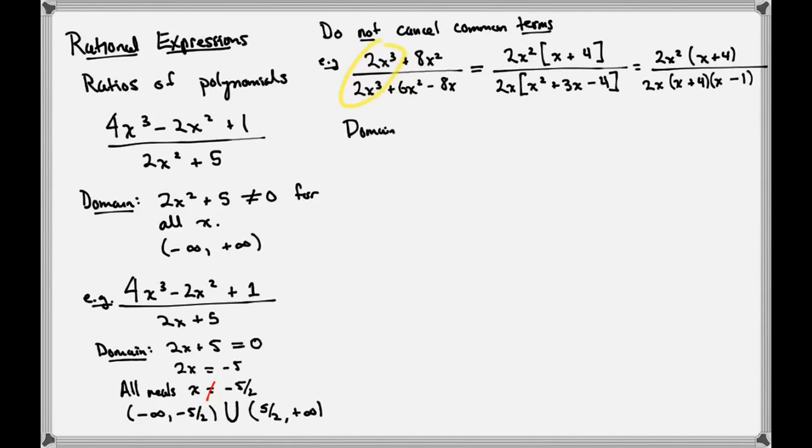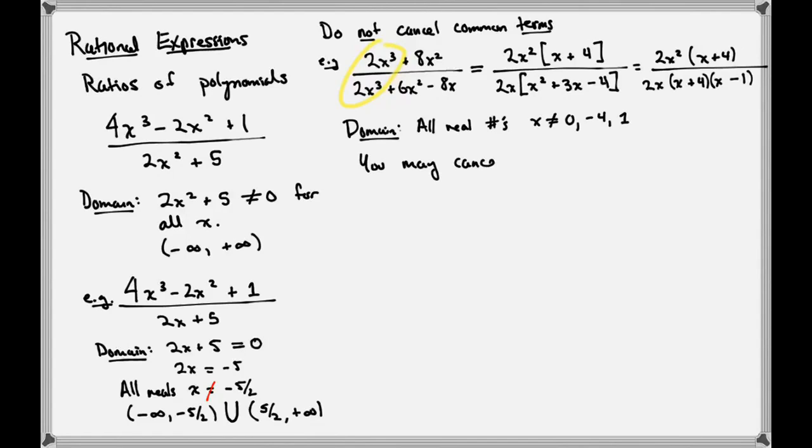Let's look at the domain now. That's one of the advantages of doing that factoring. We can now see that this denominator will be 0 when x is equal to 0, negative 4, or 1. And so the domain consists of all real numbers except for those values. We have to exclude them from the domain to avoid division by 0.